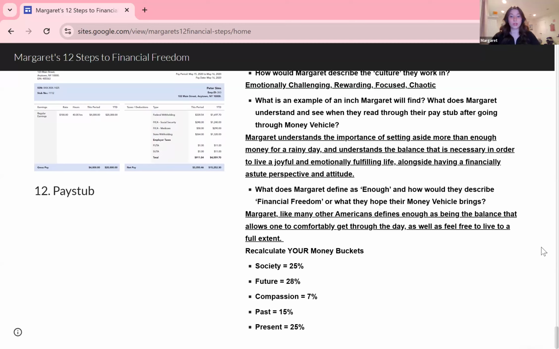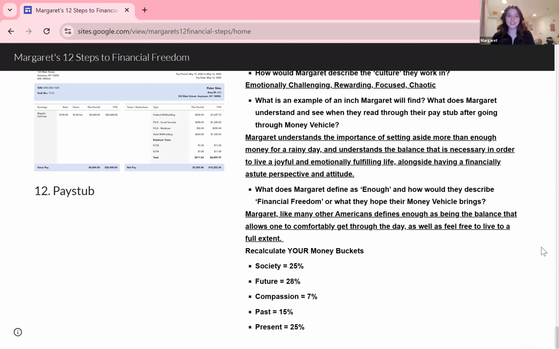And here we are going to recalculate our money buckets just to look at how we want to best and most effectively save our money to ensure success in the future and to ensure financial freedom and independence, which is the number one step that Money Vehicle wants to encourage to everybody.